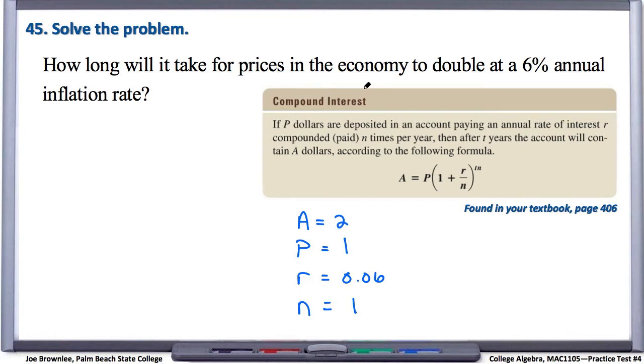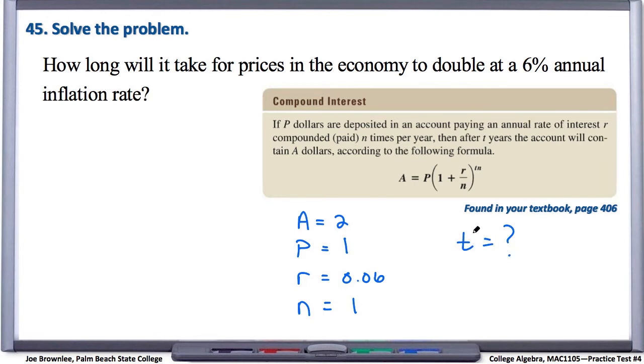Normally, if the money that you're talking about is compounded more than once per year, the problem will explicitly say compounded quarterly, which means your N will be 4, or compounded weekly, which means your N will be 52, or daily, which means your N would be 365, and so on and so forth. But if your money is compounded only annually, once per year, your N will be 1. And T, the time, is what we're looking to solve for.